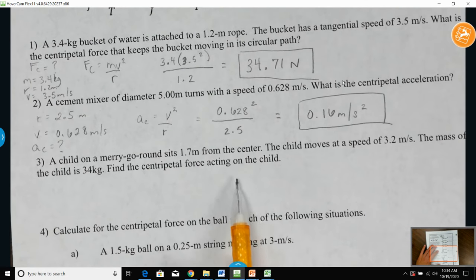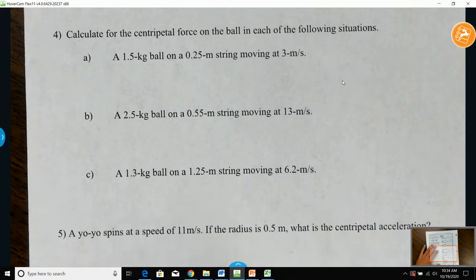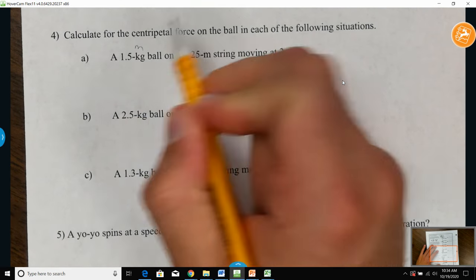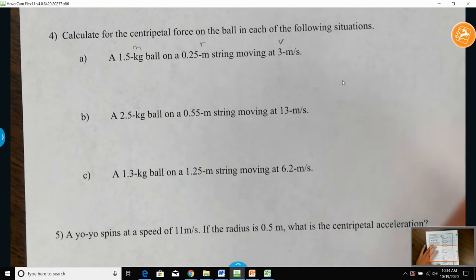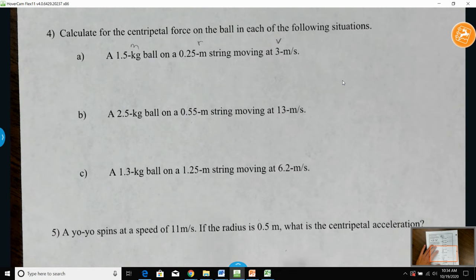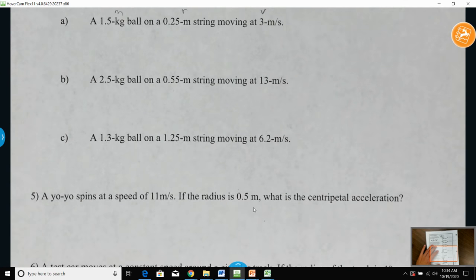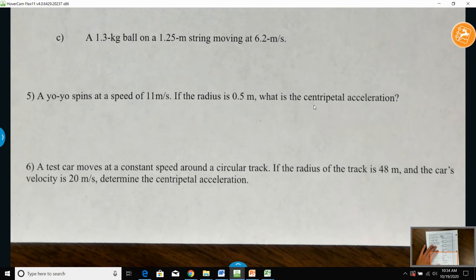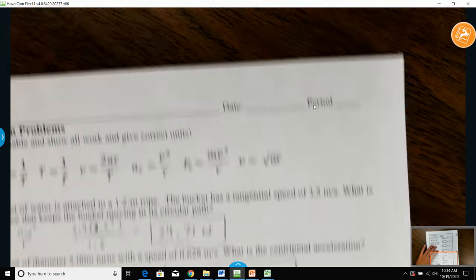All right, finding centripetal force. In these ones, you're finding centripetal force. Kilograms is mass, the length of the string in meters is r, and this is v, so you have mv squared divided by r for these problems. For the yo-yo, you're given a velocity and a radius, and you're finding centripetal acceleration, pretty straightforward. Centripetal acceleration again for number 6, so that one shouldn't be too bad.